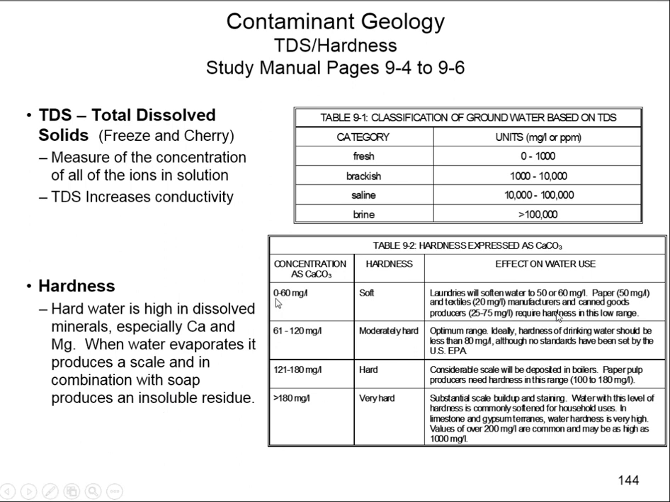For the hardness, we're looking at the concentration of calcium carbonate in units of 60, and the difference between soft water and hard water, which is going to produce scale and staining. And usually at this level, if it's drinking water, it's going to be softened.